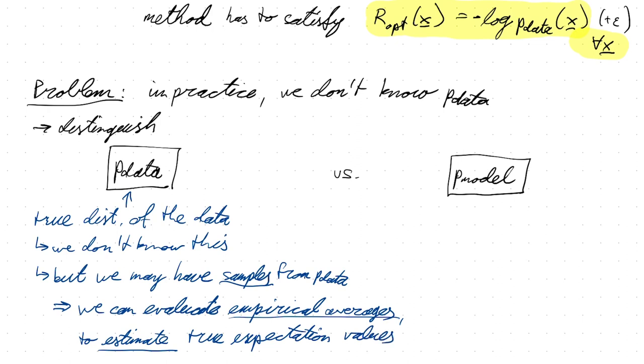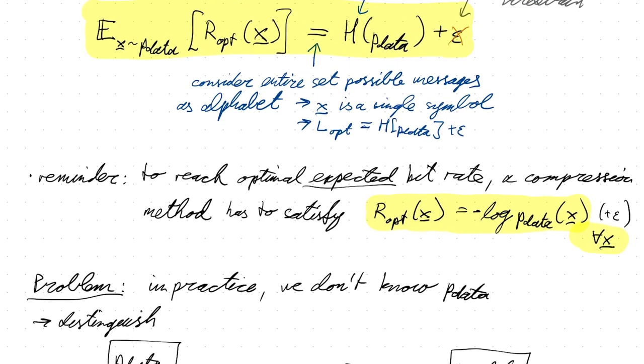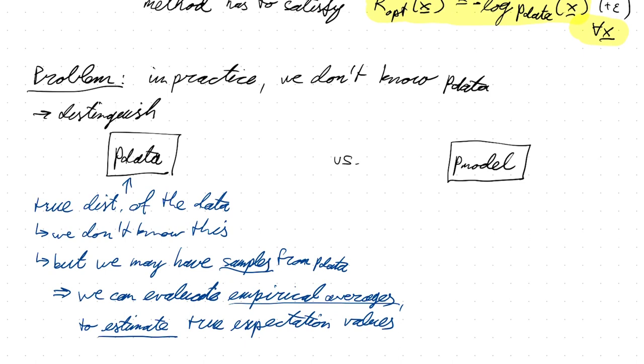So if you allow me to hide this for just a second. So here we were looking at expectation value of the bitrate under the data distribution. We cannot evaluate this expectation value because for that we would have to know the probability under the data distribution of every single message. And we don't know that, but we can draw some samples from our data set and then average the bitrate, and then that gives us an estimate of the left-hand side. The reason why I'm being so explicit here is because I want to highlight these words, empirical averages and estimate the true expectation values, that those are kind of words that will appear a lot in the machine learning context.